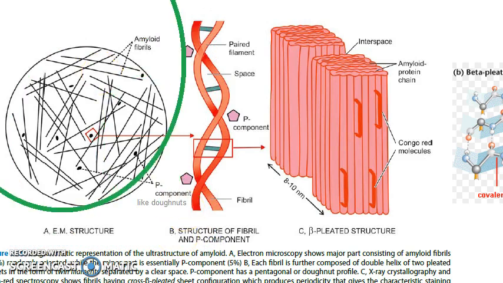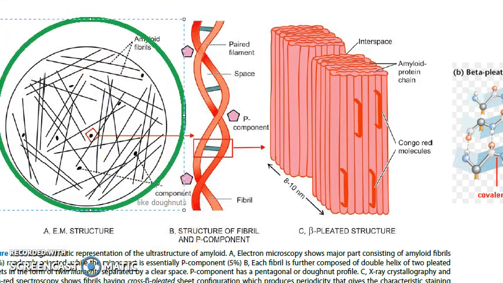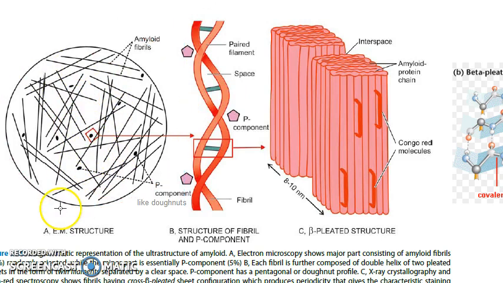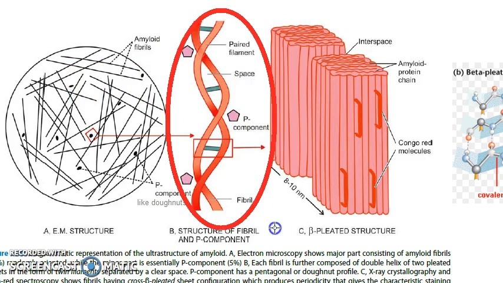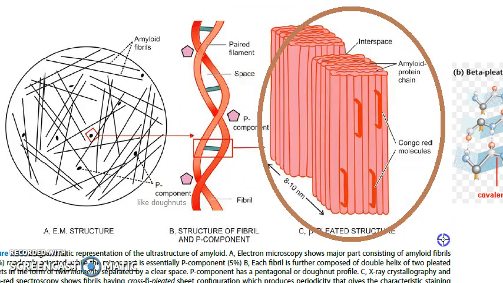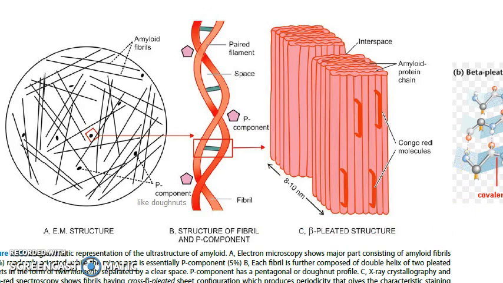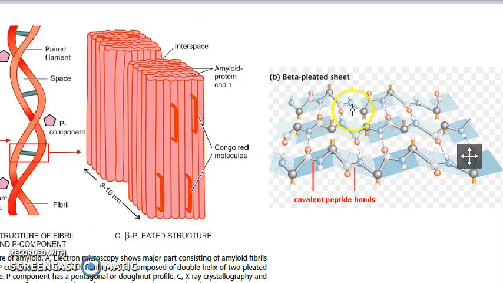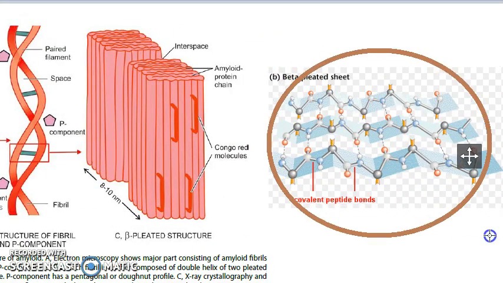Under the electron microscope, amyloids look like this. They'll have fibrillar components 95% and non-fibrillar components around 5%. And in that non-fibrillar component, P component will be maximum. Now these fibrillar components, when you zoom, they'll be double helix. And each of these helix will finally be a beta pleated sheet. Beta pleated sheet is what makes the amyloid insoluble. Can you see? These are actually beta pleated sheets.